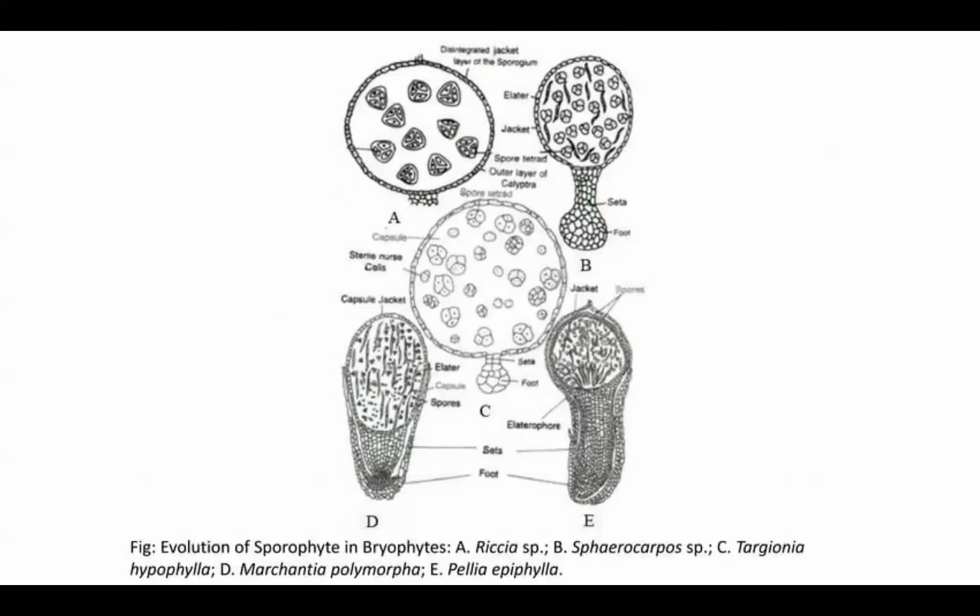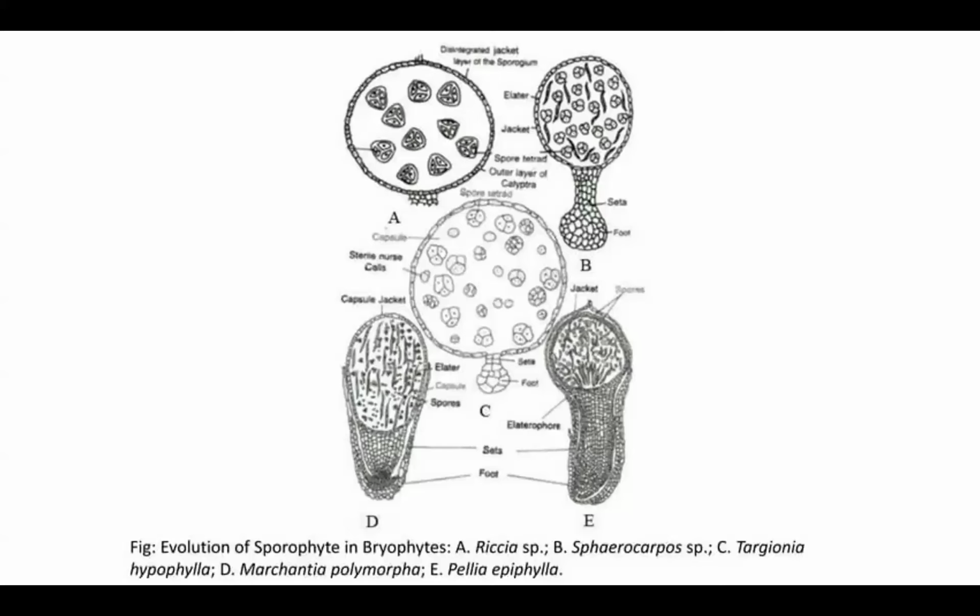In this diagram, you are able to see different stages, that is, the evolution of the sporophyte in bryophytes. First diagram, Riccia, which is very, very simple. A diagram that is only spores. Then there is no foot, there is no seta. Second one, Spirocarpus, the B diagram. You are seeing the foot, seta, and capsule. In the capsule, you are seeing the spores and elaters.